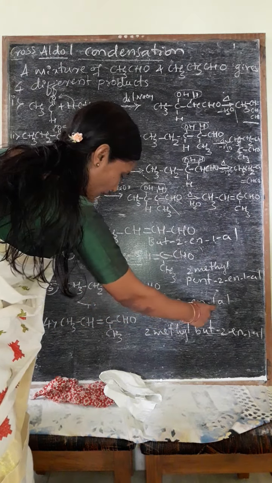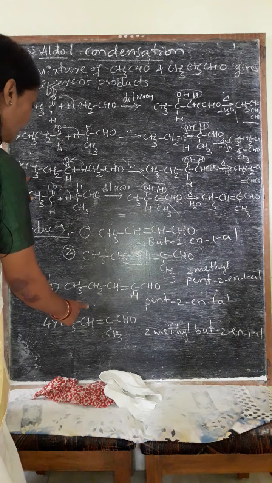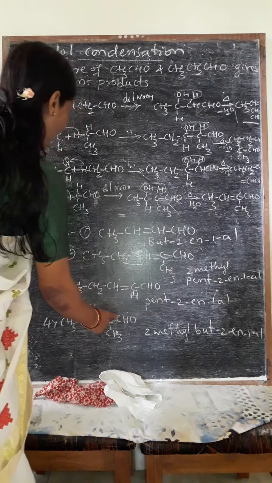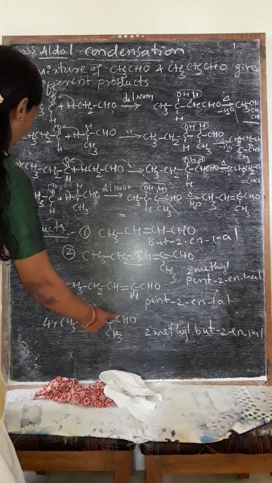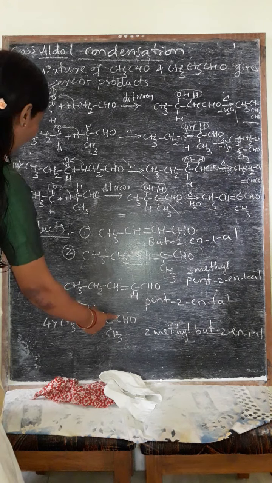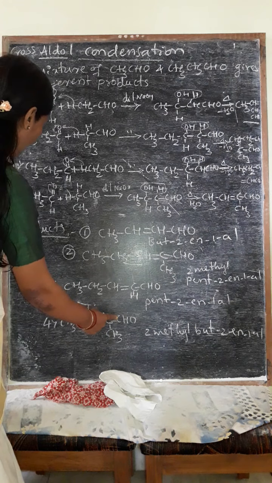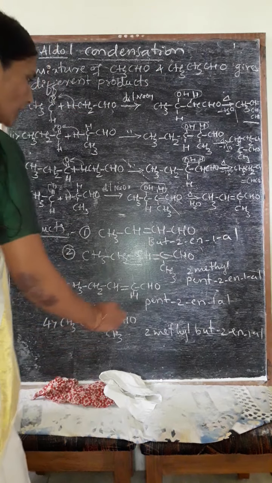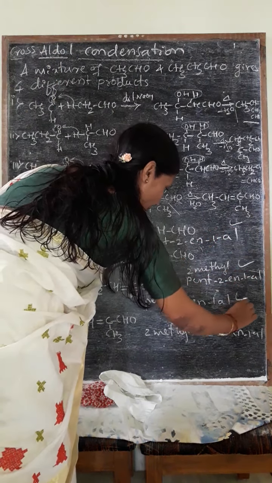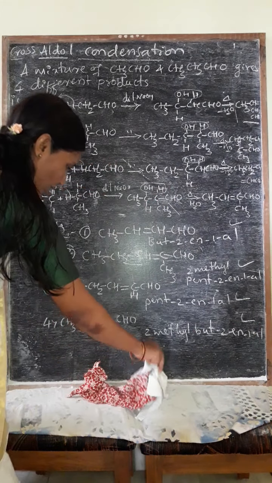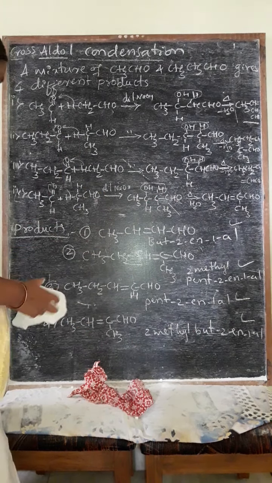That means first you have to take propanal, then ethanal, to get pent-2-en-1-al. Next, the fourth reaction: first I have to take ethanal, then I have to take propanal. The product is 2-methylbut-2-en-1-al. That means if you use these two in a mixture, 4 different products are formed. So when you use different aldehydes that have alpha hydrogen, it definitely gives 4 different products.